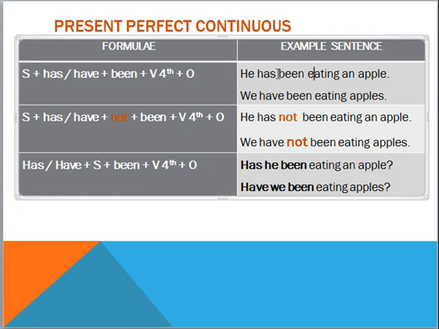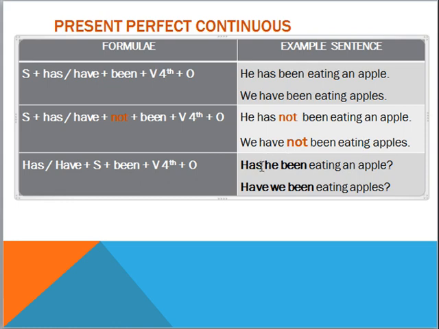So the example sentences are: he has been eating an apple. So we have has and been. And in plurals: we have been eating apples. Now you should be aware that have we use with I, you, we, they and plural nouns, and has with he, she, it, any singular name. And in negative we put not before been, or between has and been. So the sentence is: he has not been eating an apple, or we have not been eating apples.